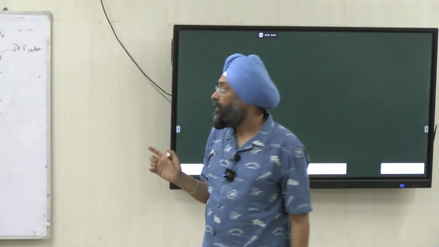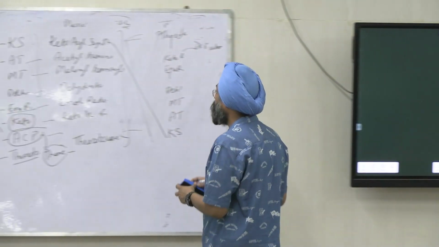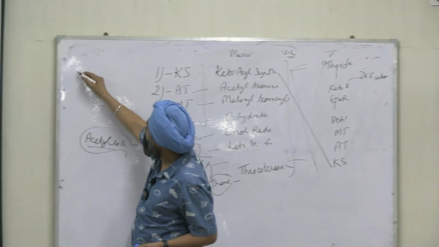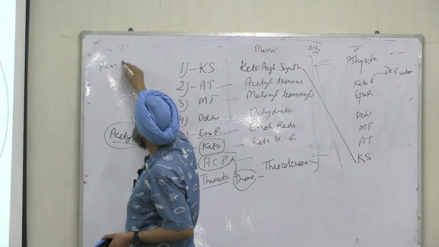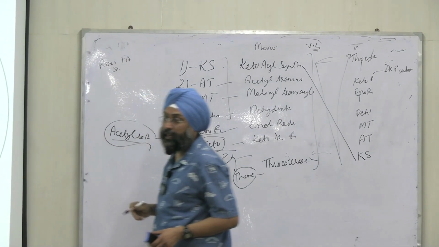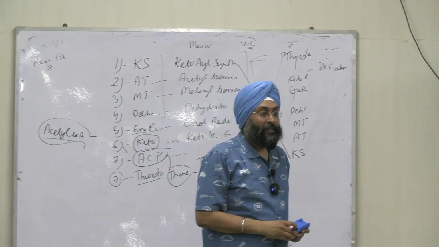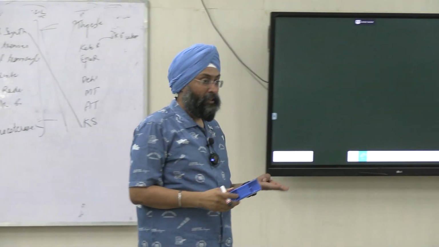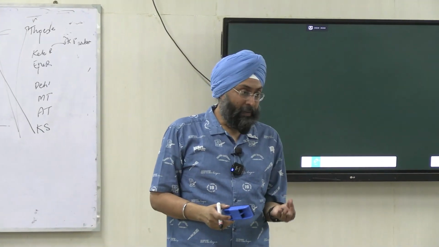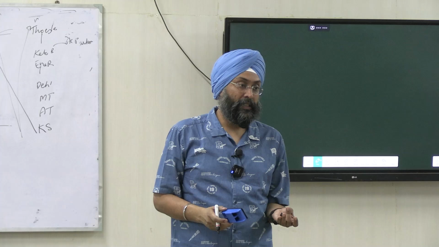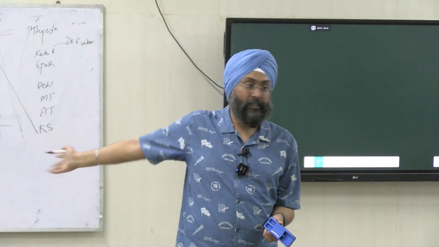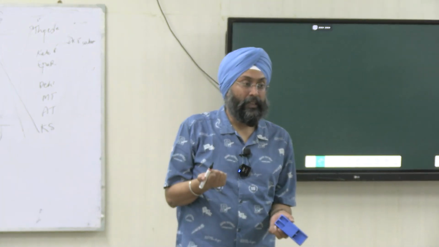No problem, right? Now coming on to today's class, what is the topic? The reactions of fatty acid synthetase complex, right? All the raw materials are in the cell now. In the cytosolic fraction, we have acetyl CoA inside, we have NADPH inside, and we have ATP inside. We have energy and we have fatty acid synthetase complex. Now we synthesize fatty acids, right?